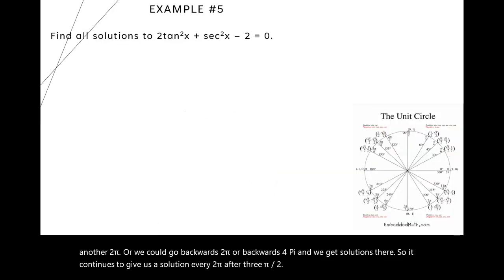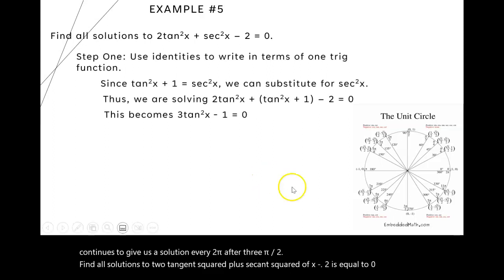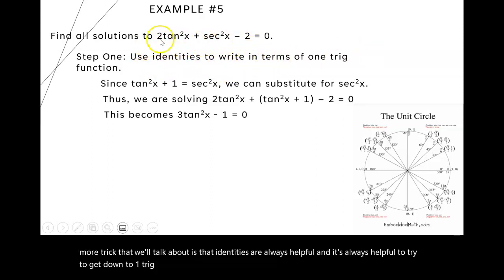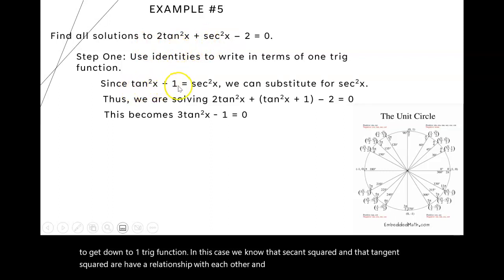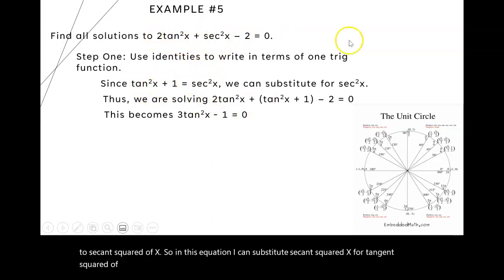Find all solutions to 2 tangent squared x plus secant squared of x minus 2 is equal to 0. So one more trick that we'll talk about is that identities are always helpful, and it's always helpful to try to get down to one trig function. In this case, we know that secant squared and tangent squared have a relationship with each other, and that's that tangent squared of x plus 1 is equal to secant squared of x. So in this equation, I can substitute tangent squared x plus 1 for secant squared of x. And this all just becomes one equation in terms of tangent squared of x.